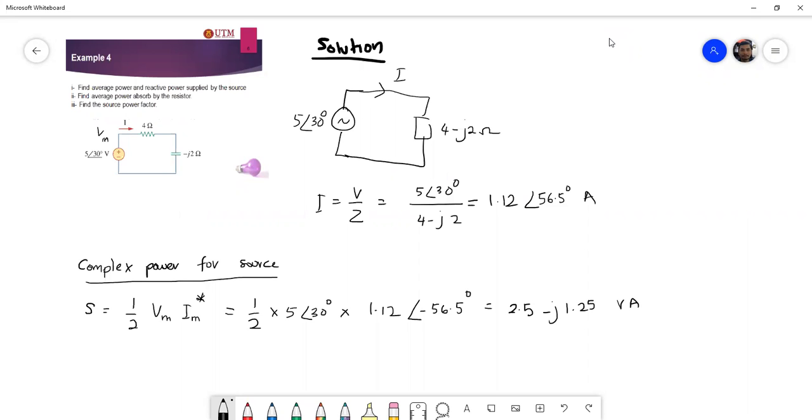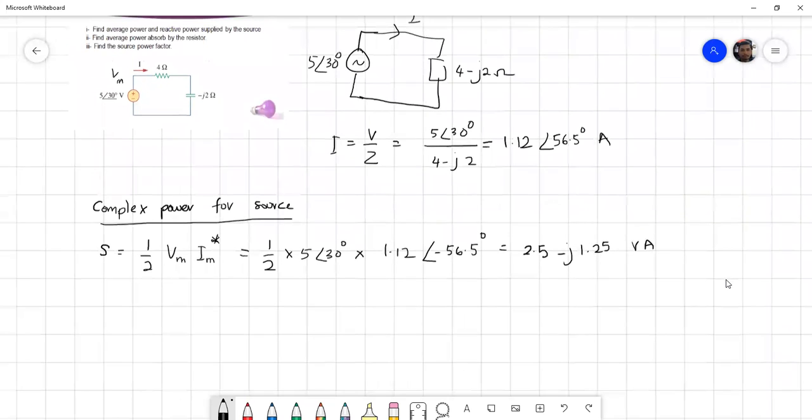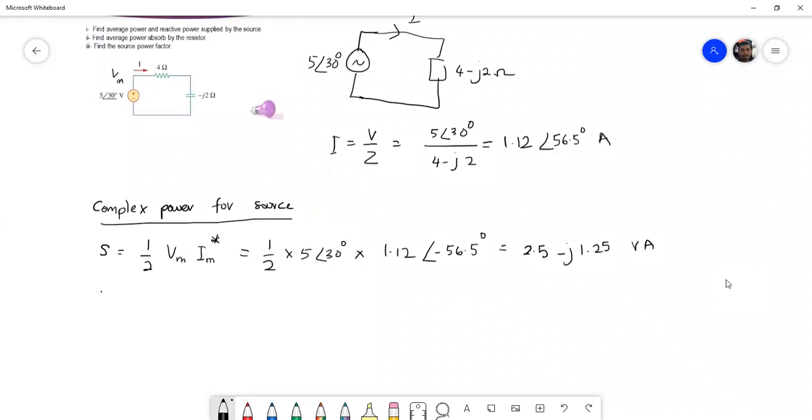So the average power supplied by the source is 2.5 watt. Q by the source is negative 1.25 VAR. And that is the first question.